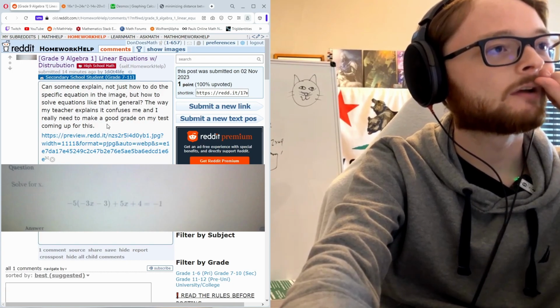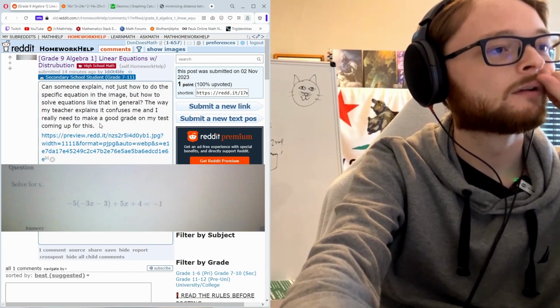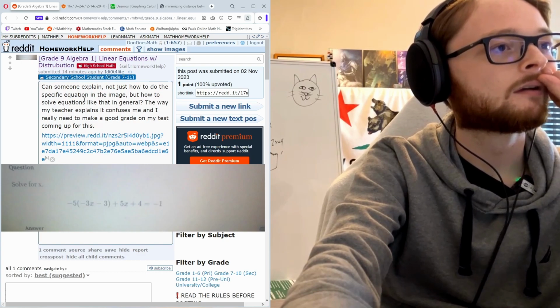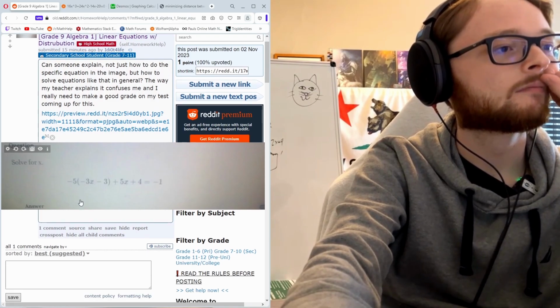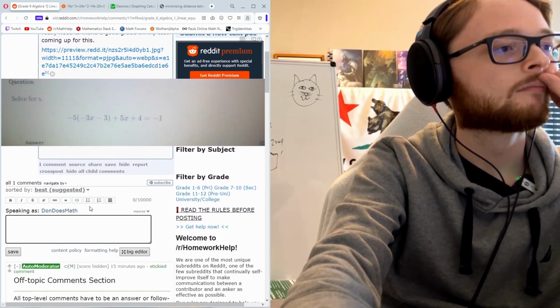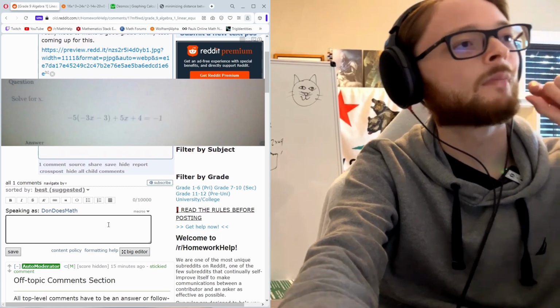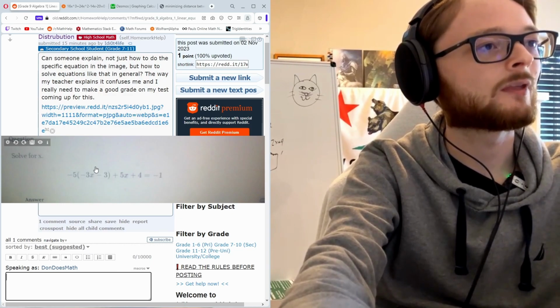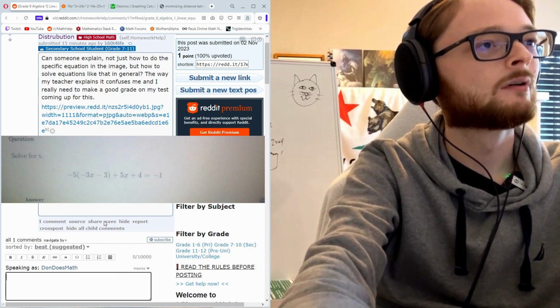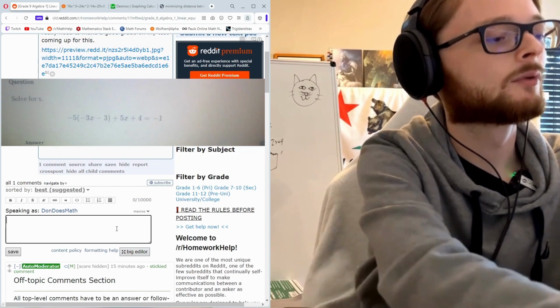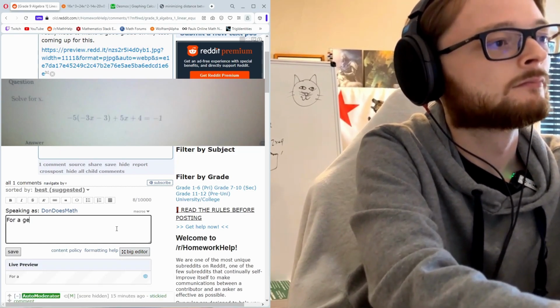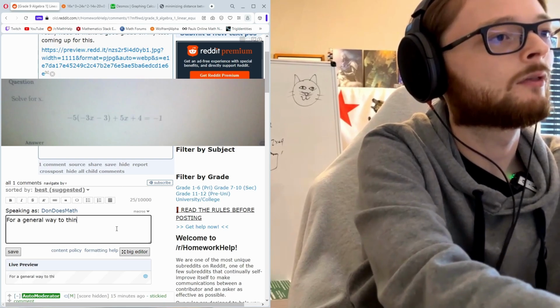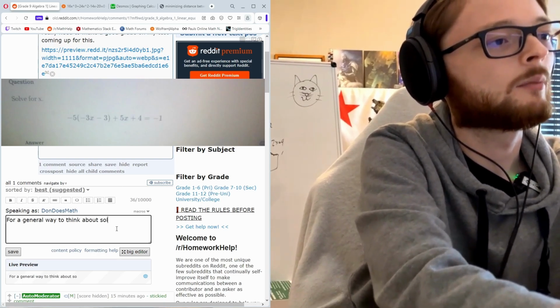Okay, this is just good old algebra. So they want a general explanation for how to solve equations like this, not necessarily that exact equation. A general way to think about solving these.